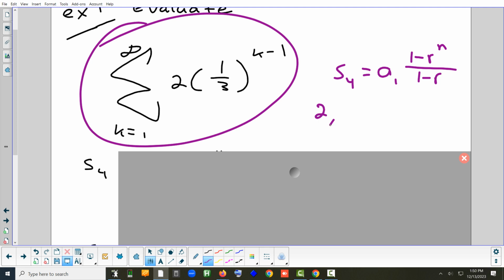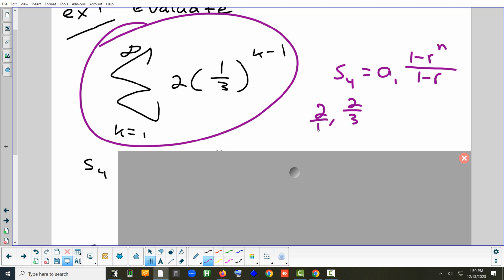Let's get the second term so then you can see what we're multiplying by each time. What would you plug in for k to get the second term? 2. What's 2 minus 1? 1. What's 1/3 to the first power? 1/3. 1/3 times 2 is 2/3.